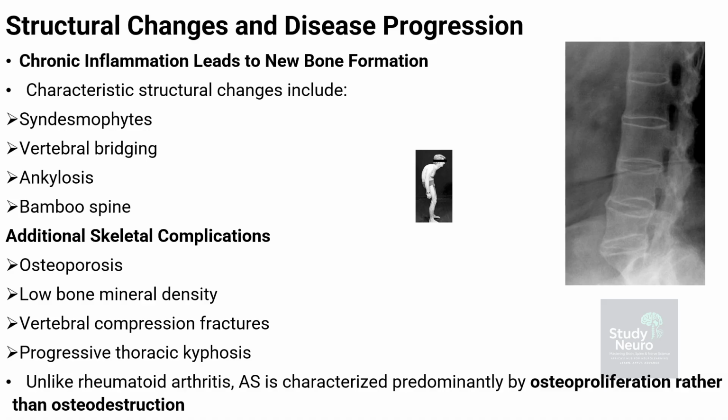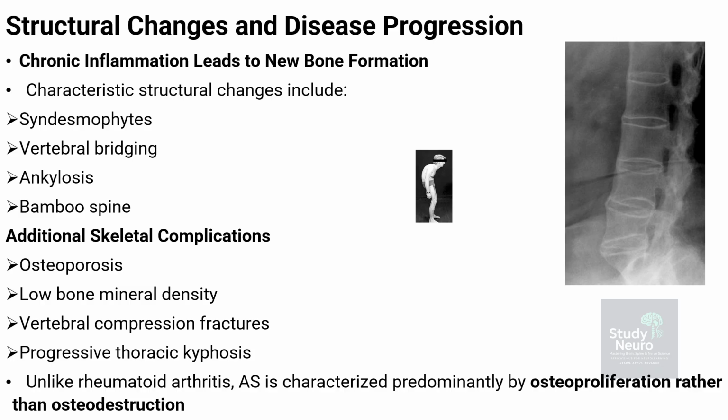As ankylosing spondylitis progresses, chronic inflammation stimulates new bone formation along the spine, gradually producing syndesmophytes that bridge adjacent vertebrae and eventually lead to ankylosis, creating the characteristic appearance known as a bamboo spine. These changes are irreversible. At the same time, many patients develop reduced bone mineral density and osteoporosis, which increase the risk of vertebral compression fractures, while progressive forward curvature of the thoracic spine can further impair posture and function. These complications often occur together.